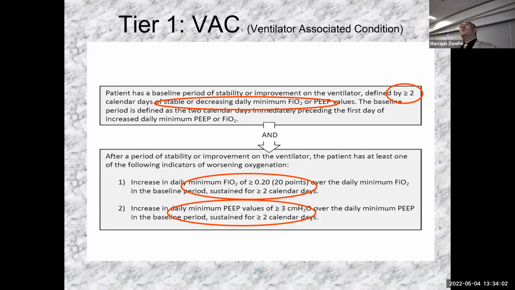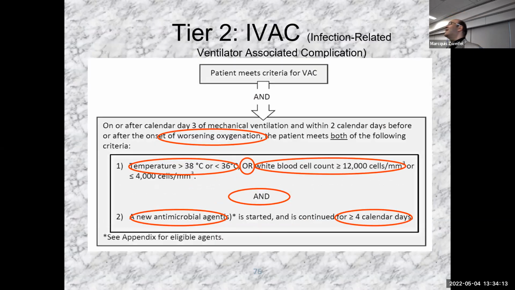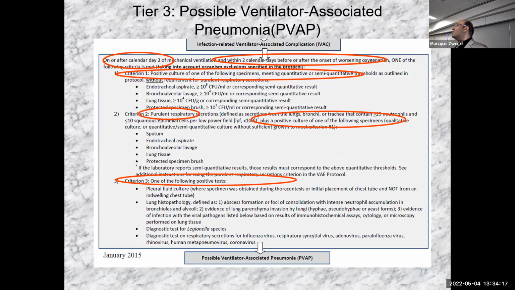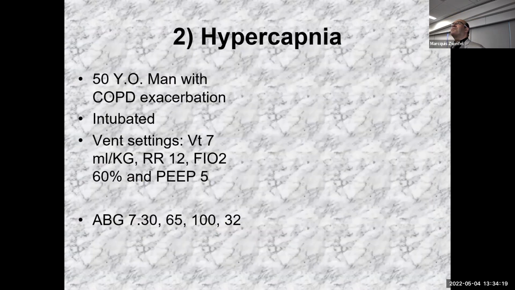Make sense? So if you have VAC, and this is a board question, ventilator-associated pneumonia is based on worsened hypoxemia. This is the first step to evaluate. If you have VAC, you look for infection-related VAC, IVAC. And if you have IVAC, you look for possible or probable VAP.